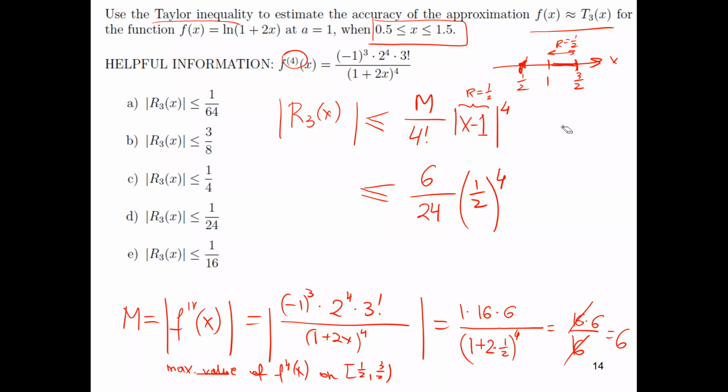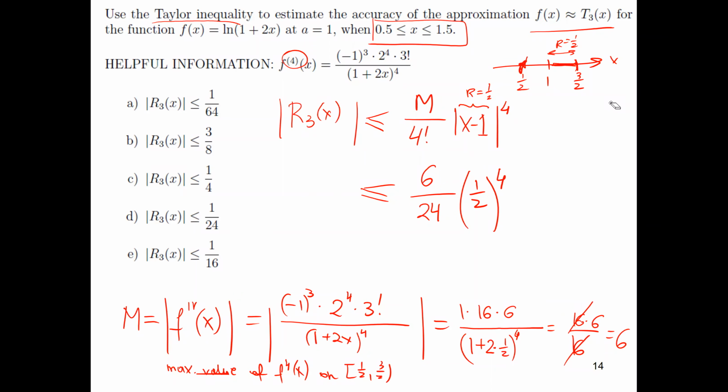Okay, that means this is my final answer, and let's do the arithmetic. 6/24, of course, is 1/4, and this will be 2 to the power of 4. 2 to the power of 4 is 16, and who can tell me 4 times 16? 4 times 16, it is, of course, 64.